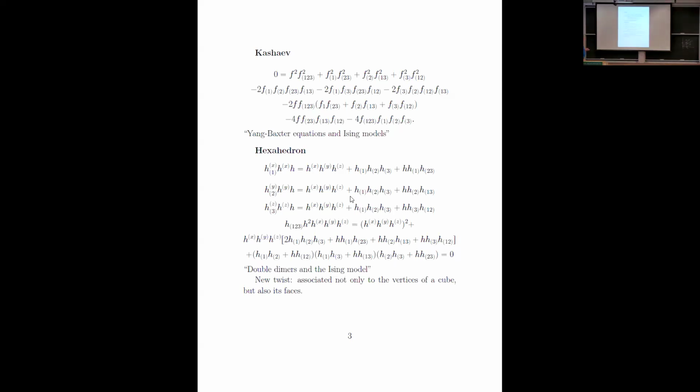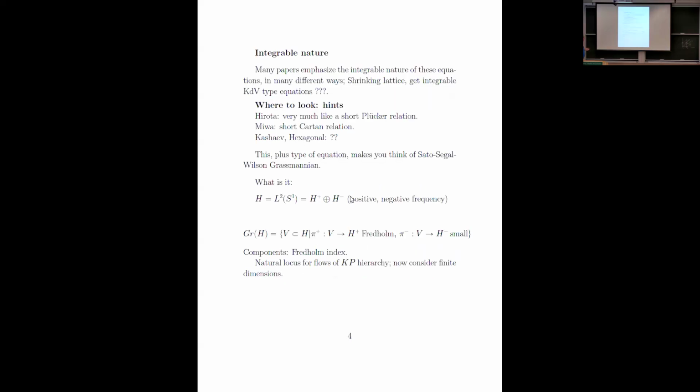So what are these things? There are various statements in papers, and they often link it to the KP equation, taking limits and things like that. But it turns out there's some nice geometry associated to this, linked to the geometry of Grassmannians.